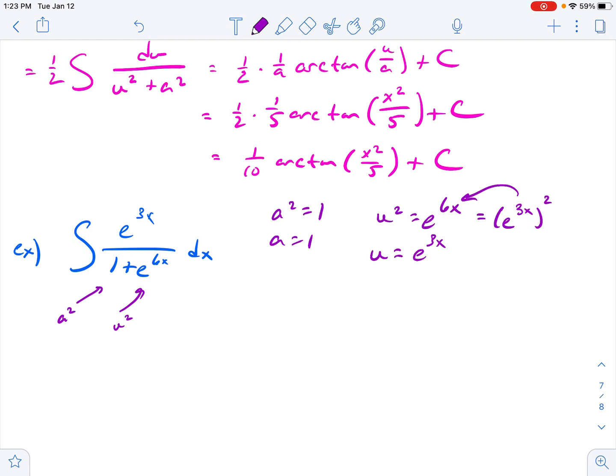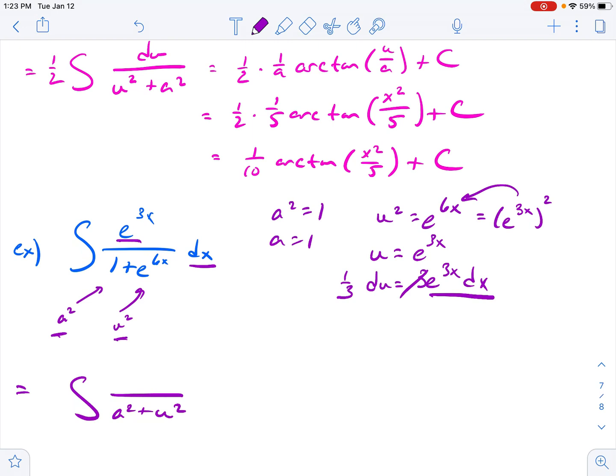All right, don't forget about the du. That's important. We're going to get 3e to the 3x dx back. That will pick that up. And so with a 1/3, we got to move that 3 over. So rewriting the integral, in the denominator we're choosing to write this as a squared plus u squared. All that's left was e to the 3x dx, and that ended up being 1/3 of a du.